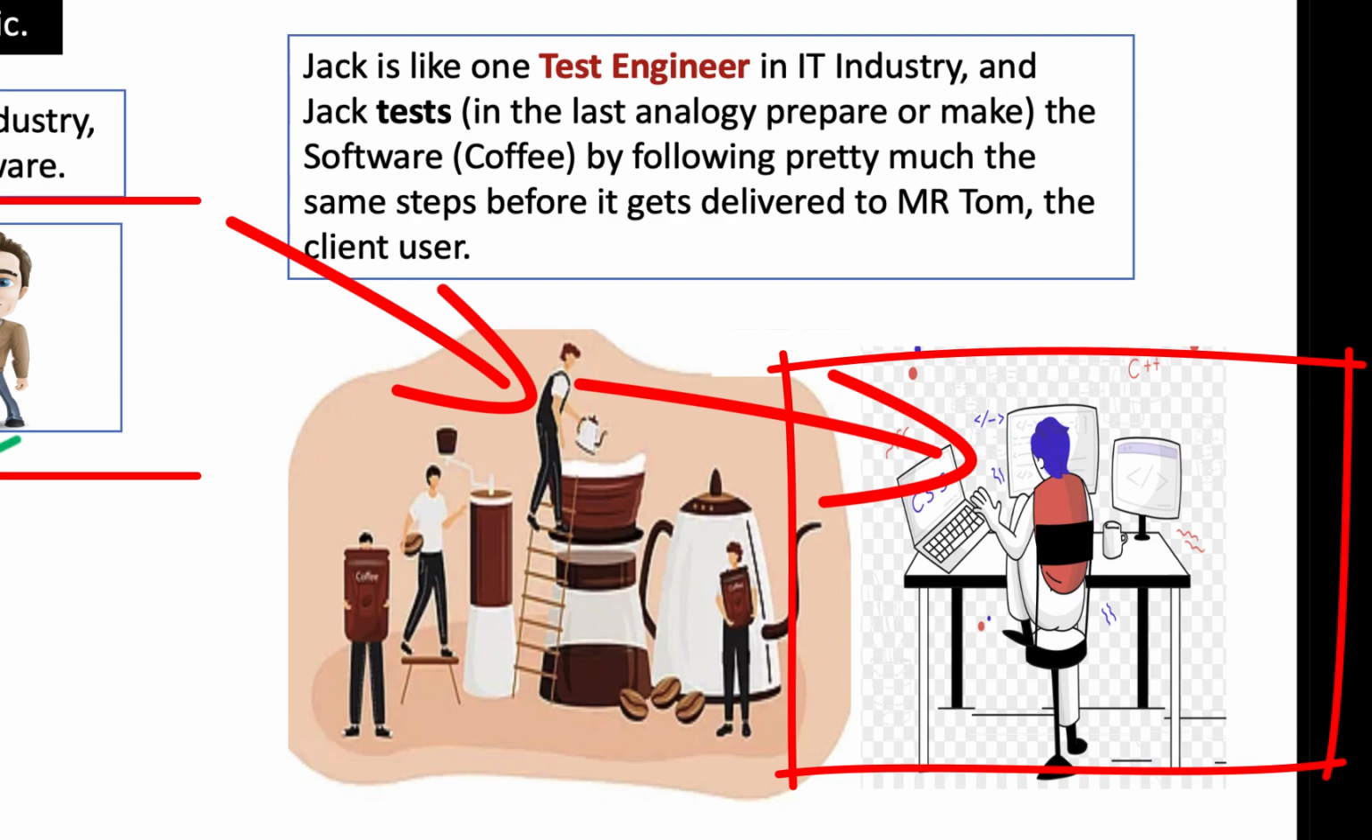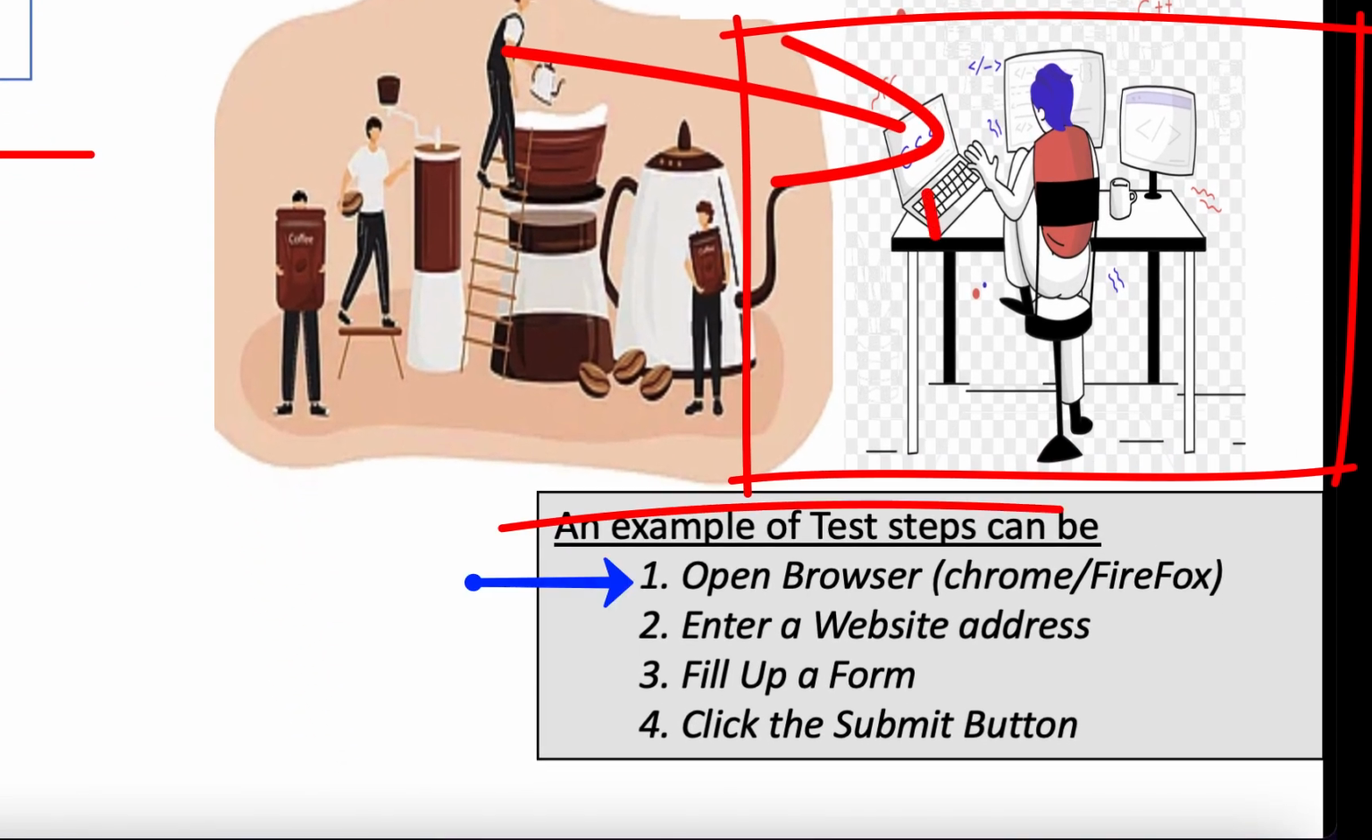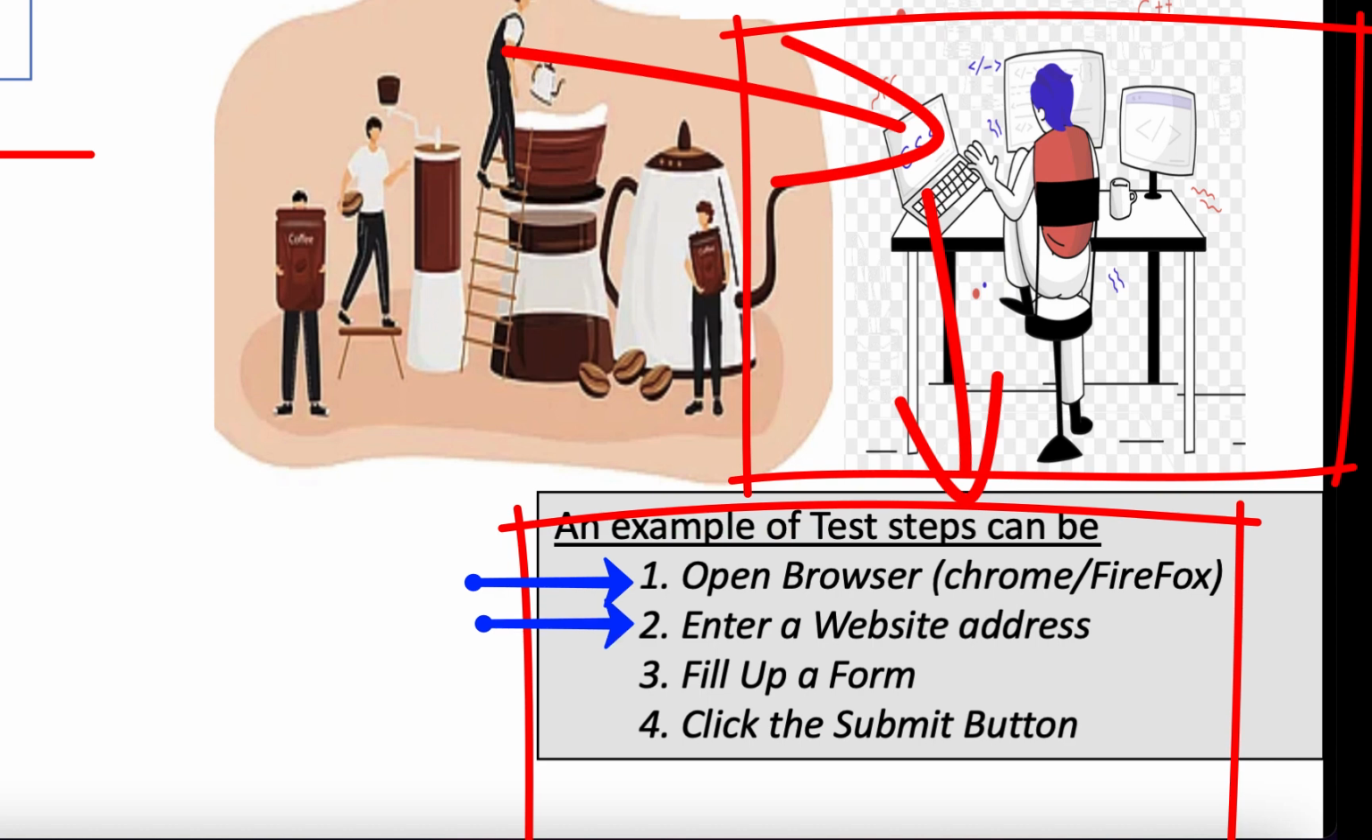Okay, so test means you have to do something like open a browser for a software, right? So let's say you want to use the Facebook software, you want to test it. So open a browser, enter a Facebook address, and then fill up the form like your login ID and password and then click submit. Make sense? Right? So software and coffee, same thing.